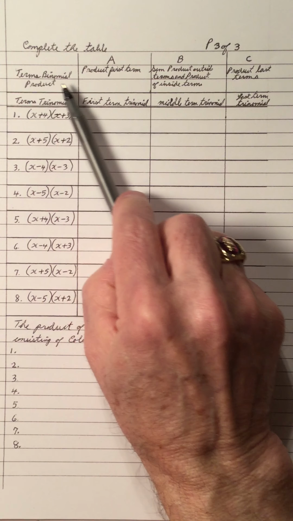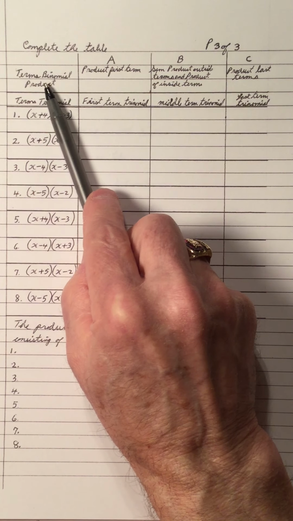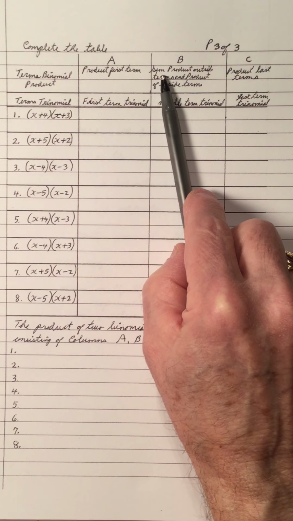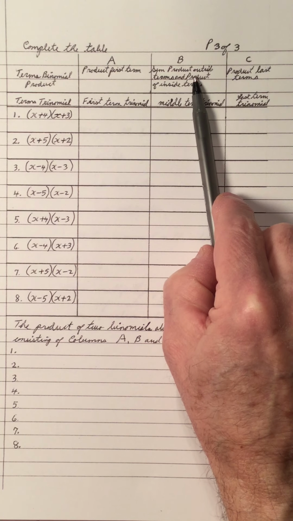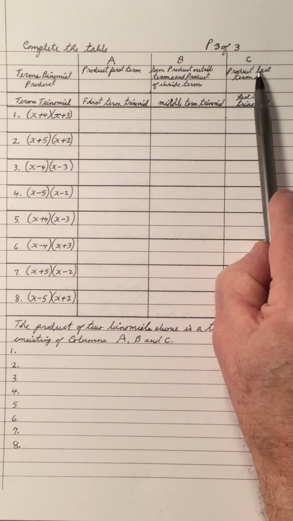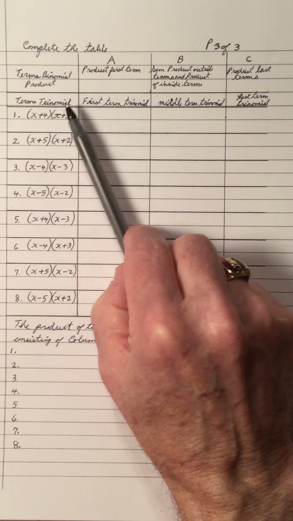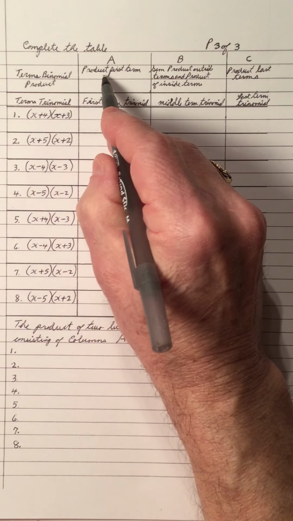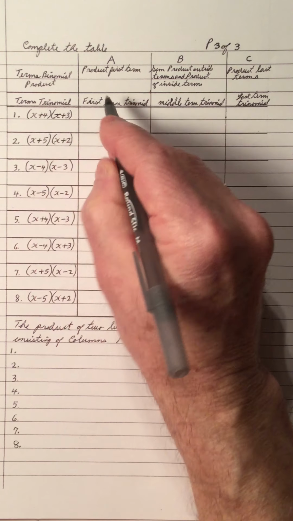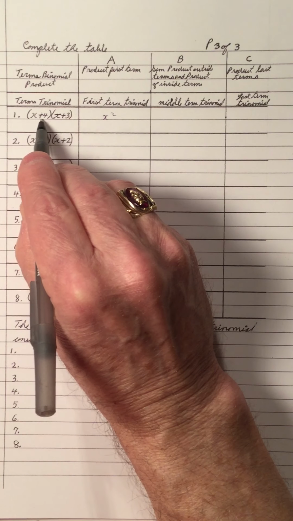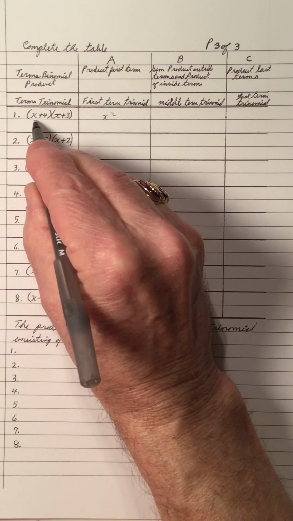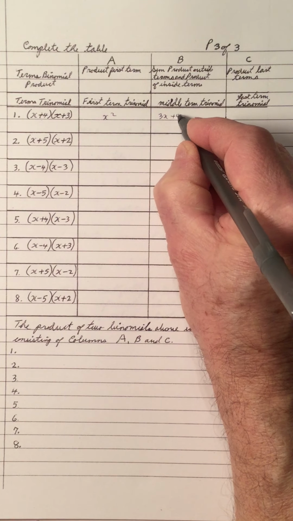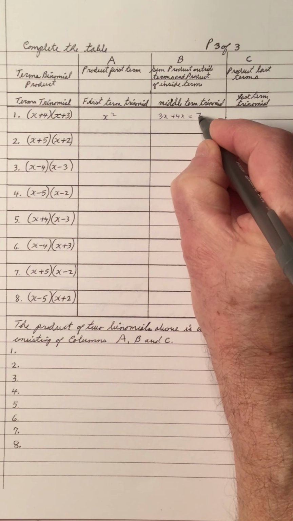Let's look at this chart here. We have the terms of the binomial product. We have the product of the first terms, the sum of the products of the outside terms and the product of the inside terms, and we have the product of the last terms. So if we multiply the first terms, we'll get an x squared. If we multiply the outside, we get a 3x. If we multiply the inside, we get a 4x. And if we add them together, we get a 7x.